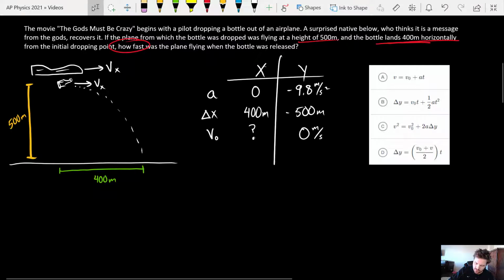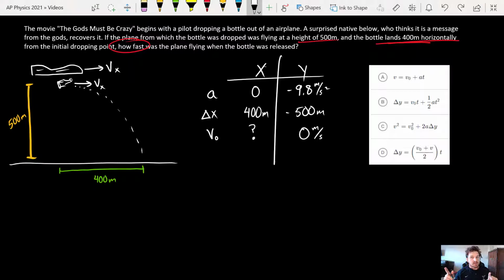Well, in the x direction, I don't have enough. I only have 2 things, and so that's not enough to use any of these equations. So I have enough in the y direction to possibly solve for something, but I don't know.